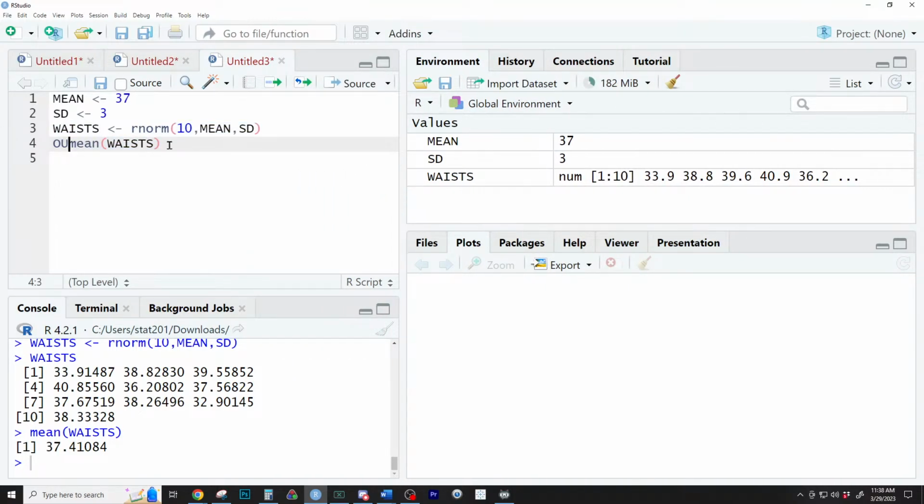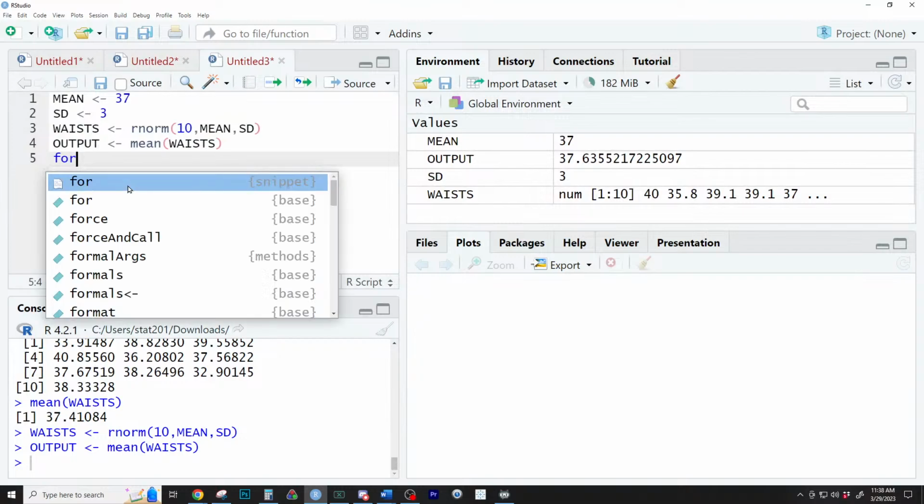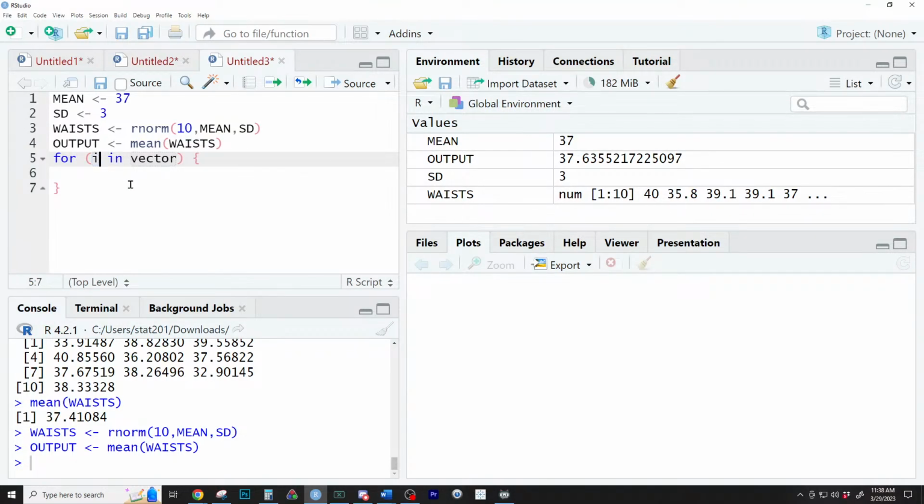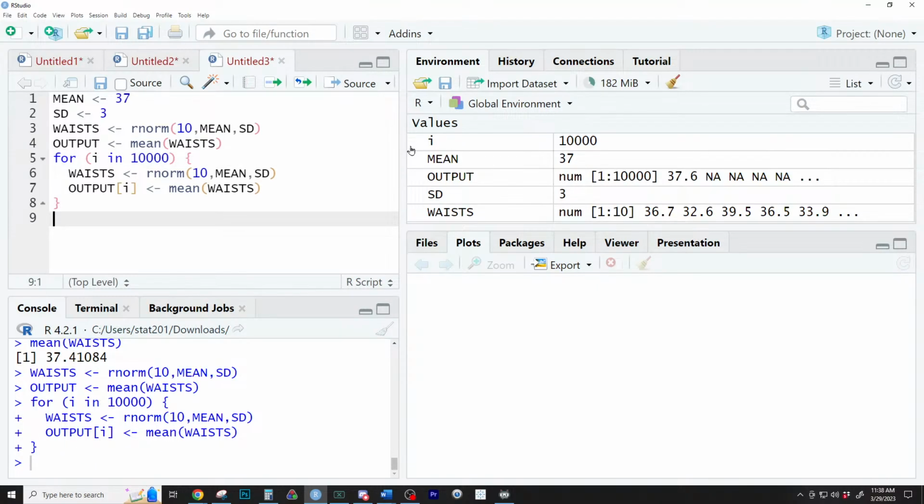Now we could store this here as output, and then we could simulate this process 10,000 times. And this is not what you'd be doing in Stat 201, but we can simulate this process right here for the output and do a histogram of the output.